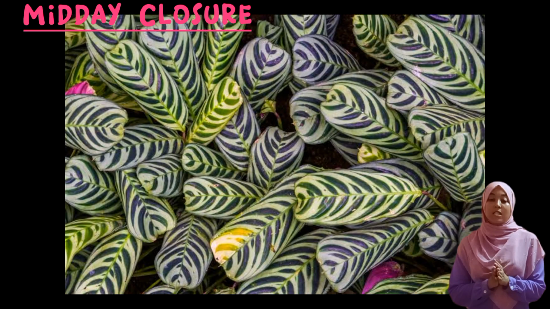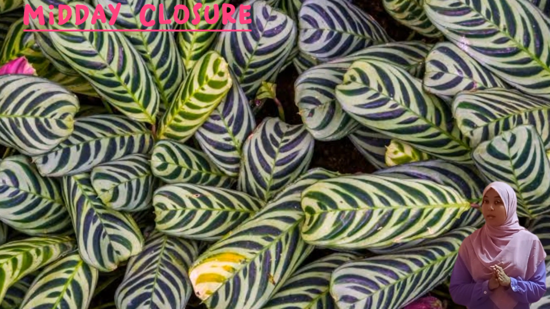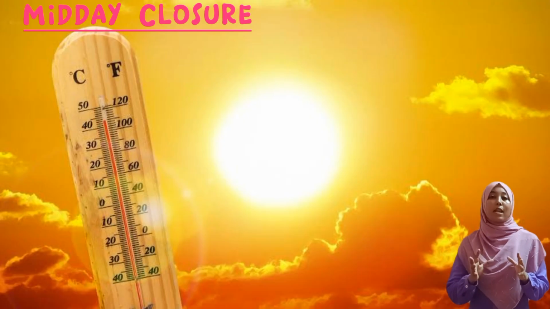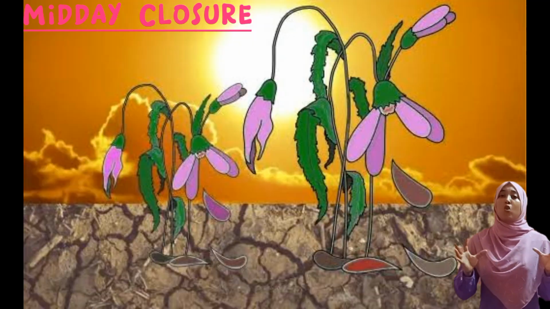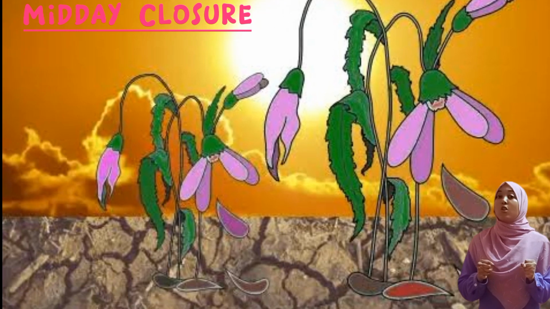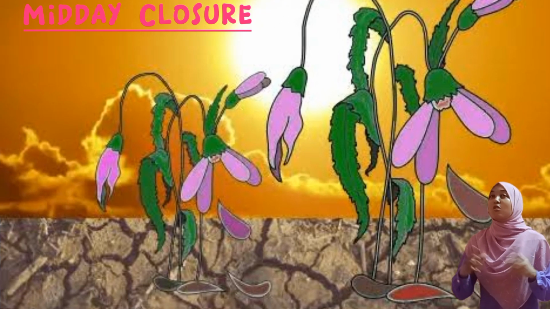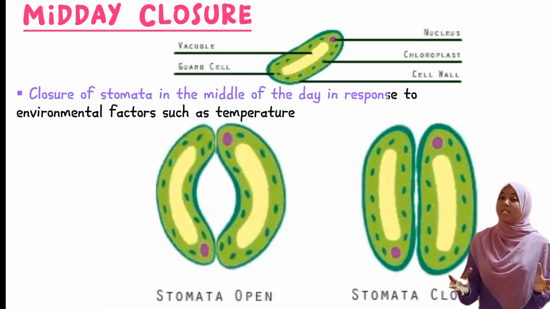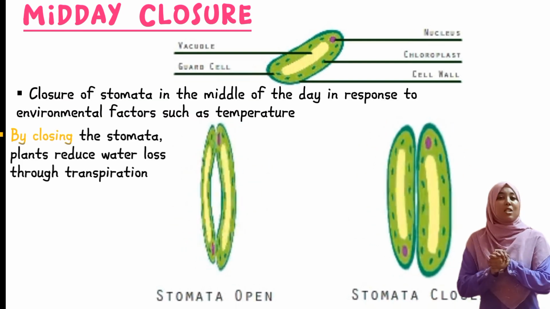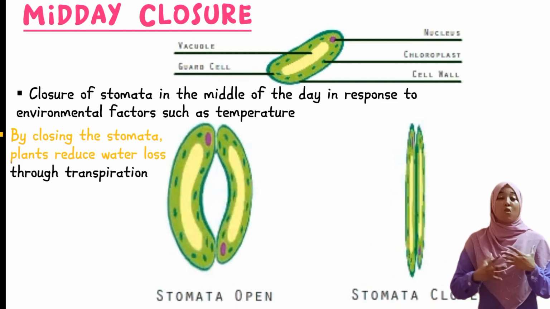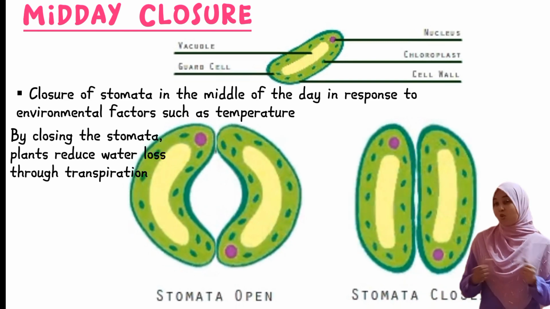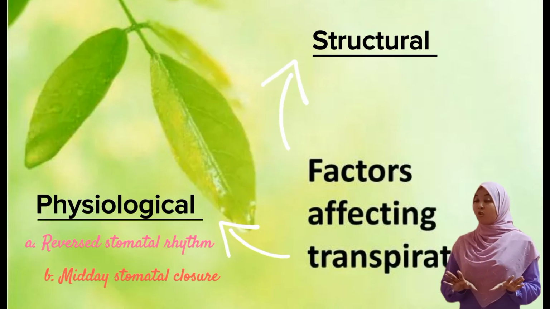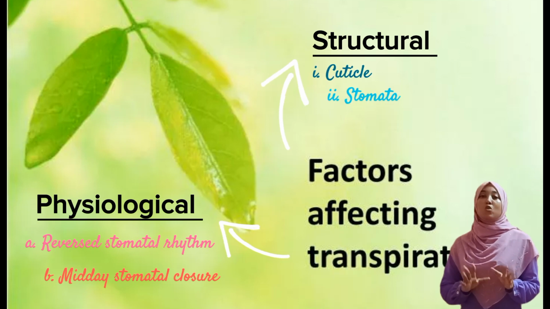Now you'll find that when it comes to certain plants, during hot days, hot dry seasons, and it's the middle of the day, they tend to close their stomata. And this is known as midday closure. And of course, the reason why they close their stomata is so that by closing the stomata, they're reducing the amount of water vapor that is lost through them. So this is known as midday closure. So those are two physiological factors relating to transpiration.